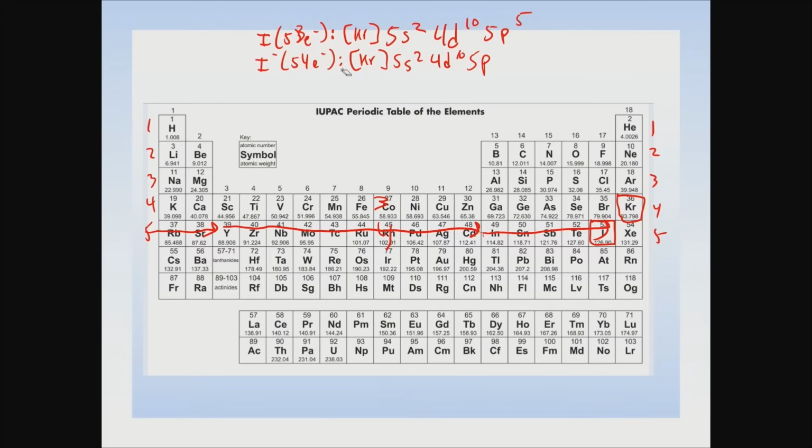And so the p sublevel has room for one more. And so we're going to make this 5p6. And that should be the correct configuration for the iodine ion. One more thing to point out.